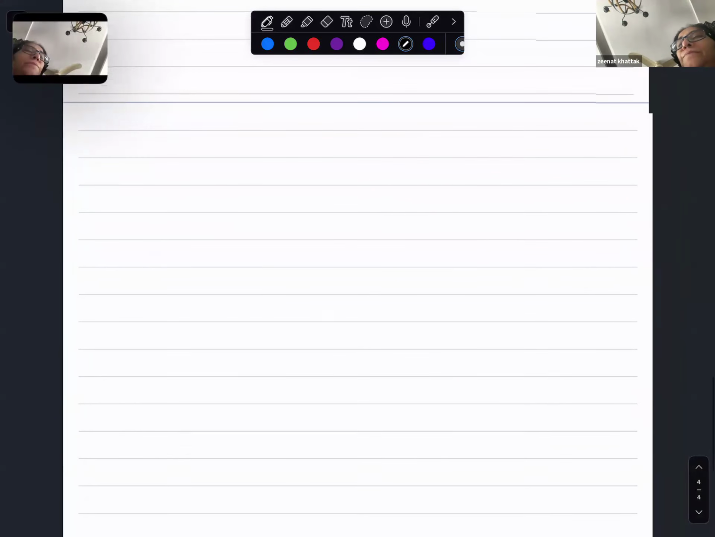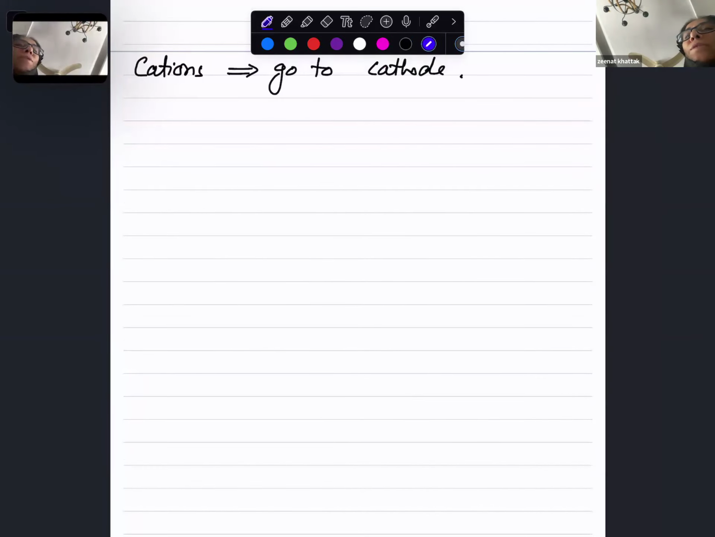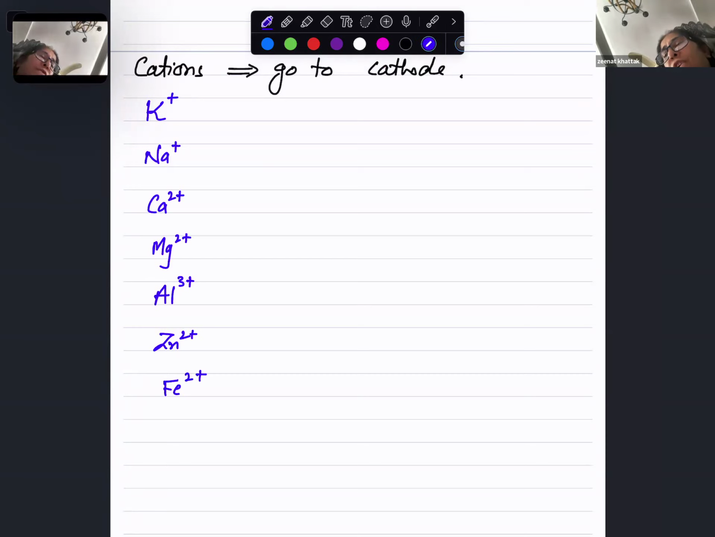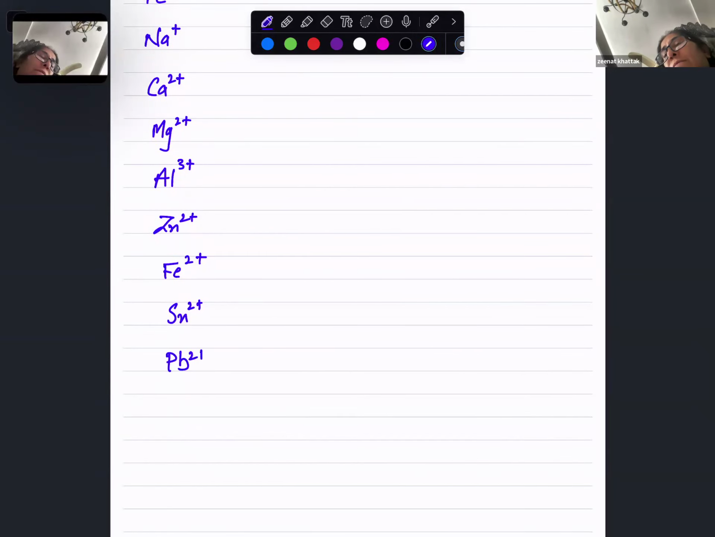Look. Cations go to the cathode. Which cations are in your course? Knights of Norway, called Mr. Asif Zardari from Sindh, Pakistan.